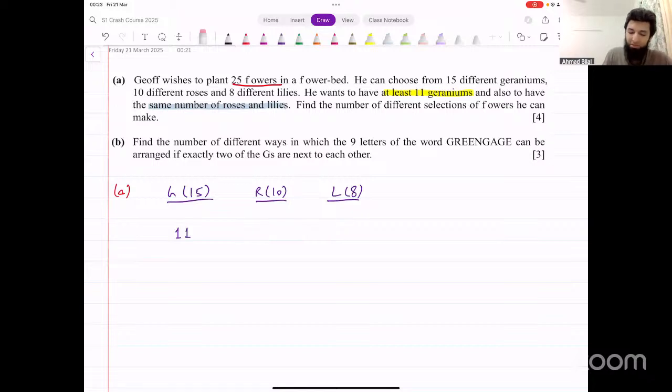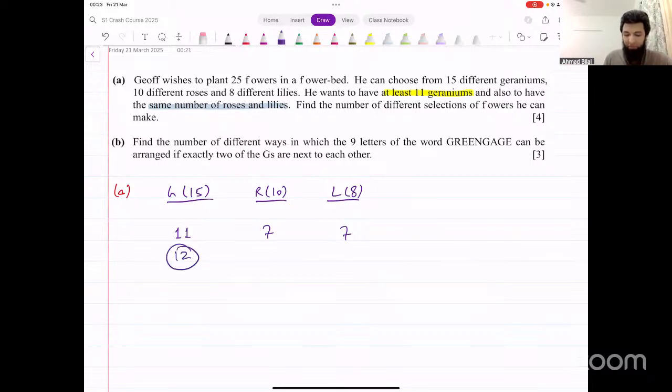Same number of roses and lilies, that means that their numbers amongst themselves should be equal, right? So if we have 11 of these, the total has to be 25. What's the remaining number of flowers? 25 minus 11, that's 14. So they have to be split equally like this, 7 and 7. That's one possible case. Another possible case could be that we have 12 here.